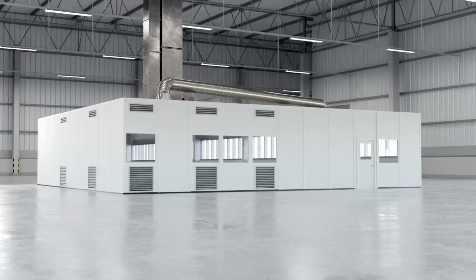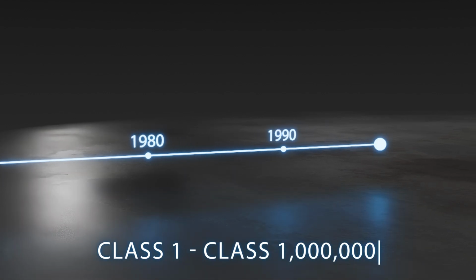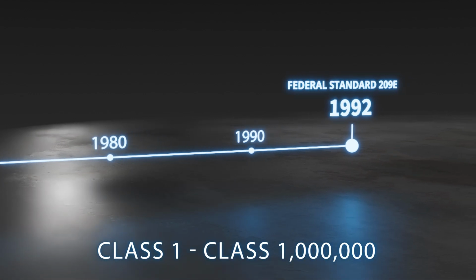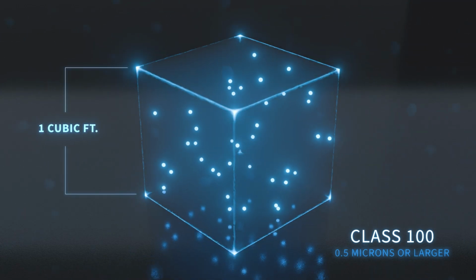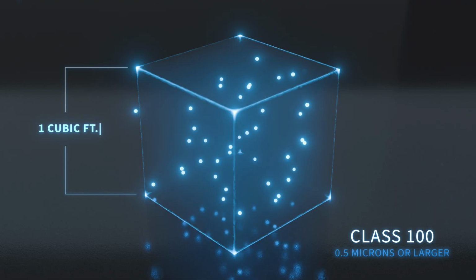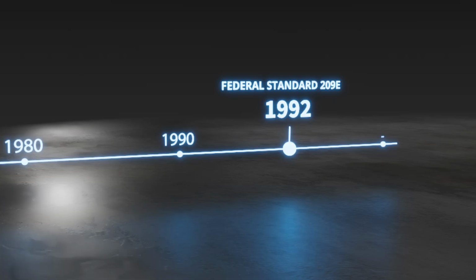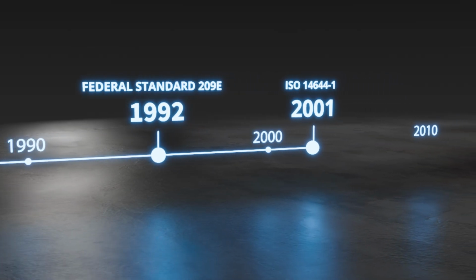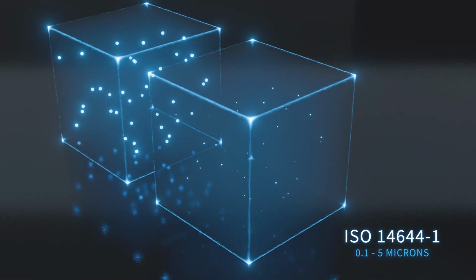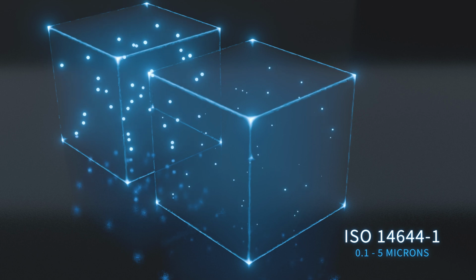More advanced clean rooms are classified by the amount of micron-sized particles in 1 cubic foot of air. Historically, clean rooms were classified from Class 1 to Class 1 million in accordance with Federal Standard 209E. For instance, a Class 100 clean room has at most 100 particles of 0.5 microns or larger in a cubic foot of air. With the development of modern filtration technology, this classification system was replaced with ISO 14644-1 in 2001. This system accounted for even smaller air particles ranging from 0.1 microns to 5 microns per cubic meter of air.